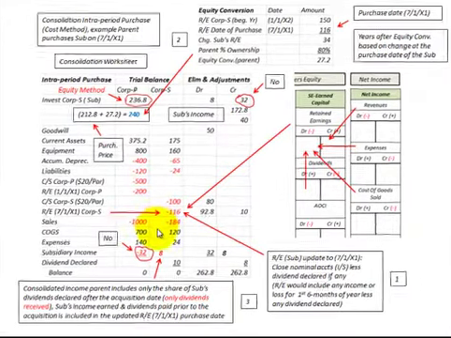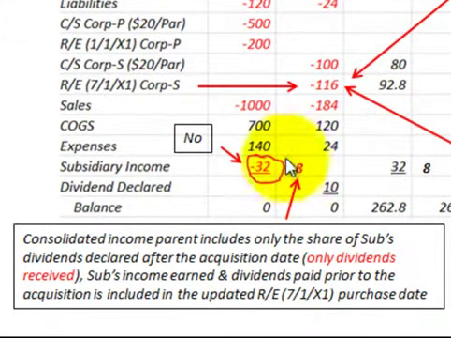All right, our last key point here has to do with what income we recognize from the subsidiary. Now, using the cost method, you only recognize the dividends received from the subsidiary, and you don't recognize any percent of the parent share of the income actually earned from the subsidiary.